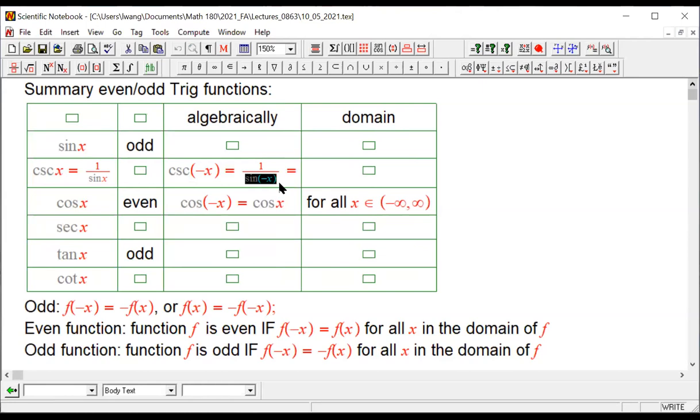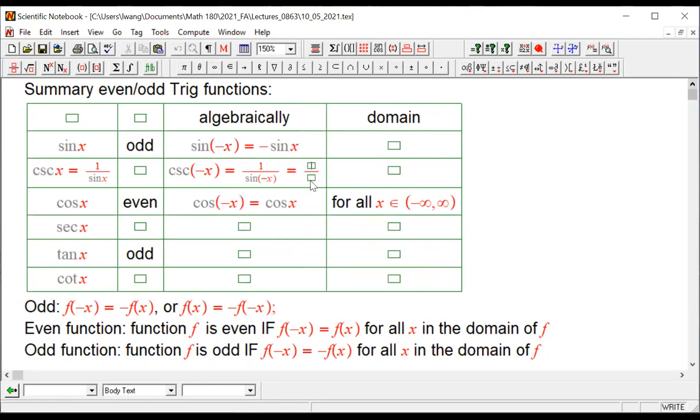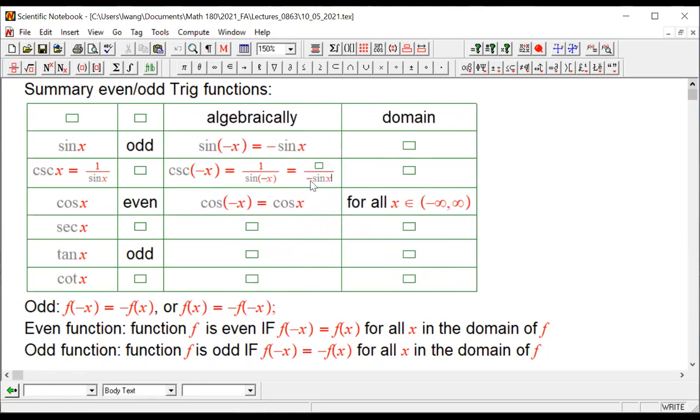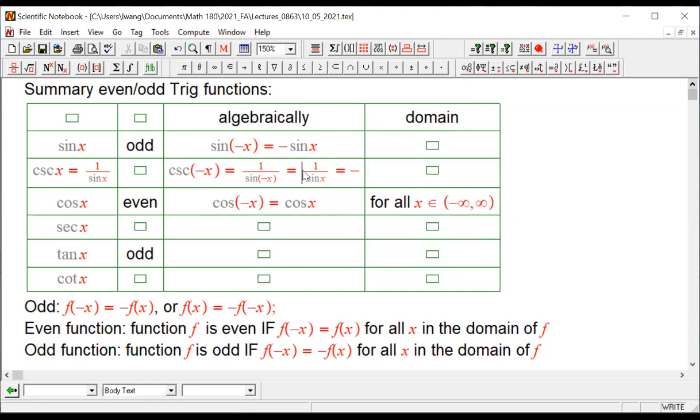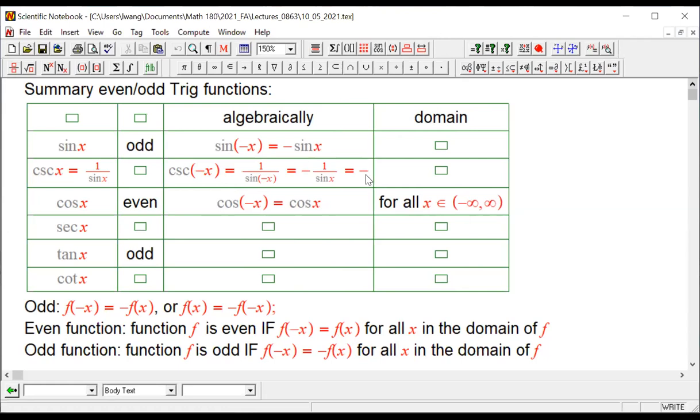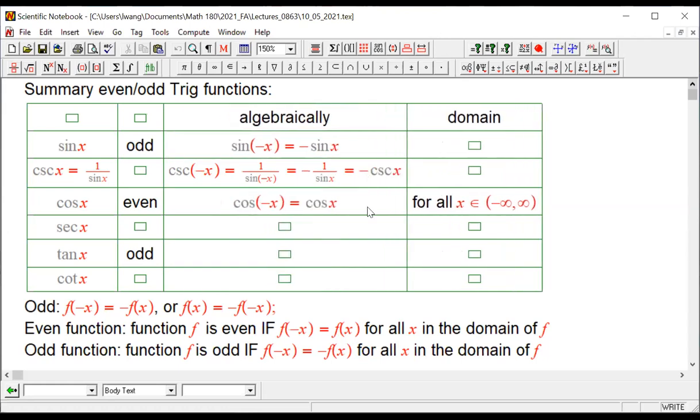And sine is odd, right? So sorry, I should put it here. Sine is odd, right? So here you're gonna have negative sine x under 1. And that's just going to be negative. You can put the negative sign in front of it, right? Same thing. So that's cosecant x. So cosecant is odd.